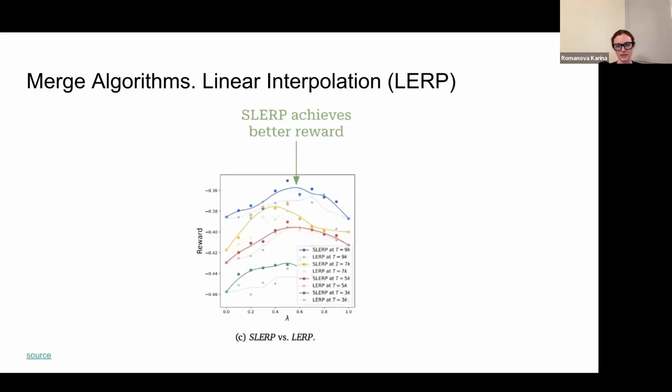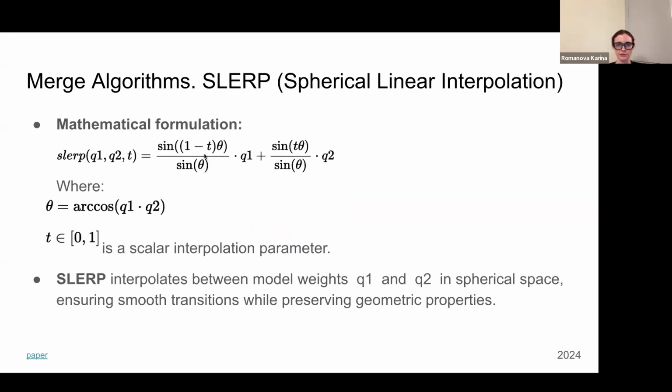Here you can see graphics from the paper. It's a comparison of LERP and SLERP, which we'll cover on this slide.